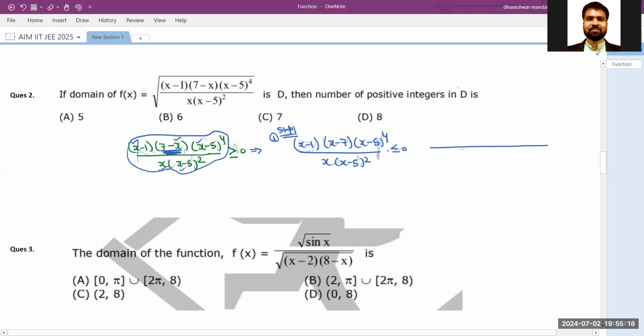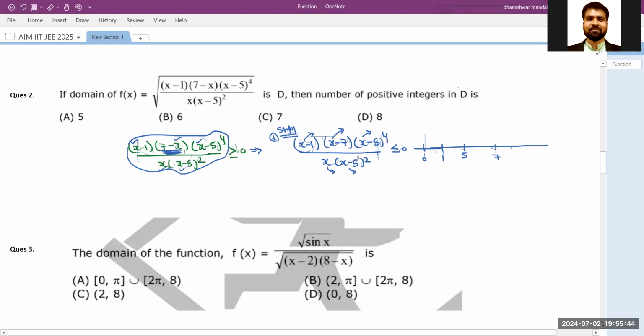Make the coefficient of x positive. Now find the critical point. What is the critical point? Just make each term equal to 0. If I make this term equal to 0, from here I get 1 as one critical point, 0 is another critical point, and here we have 5, and here we have 7.